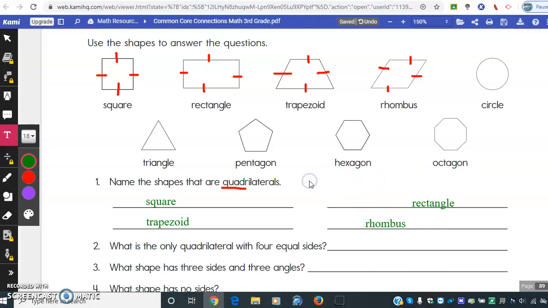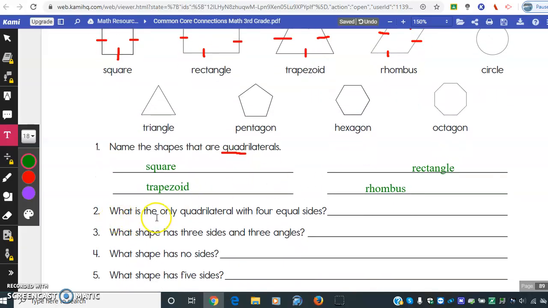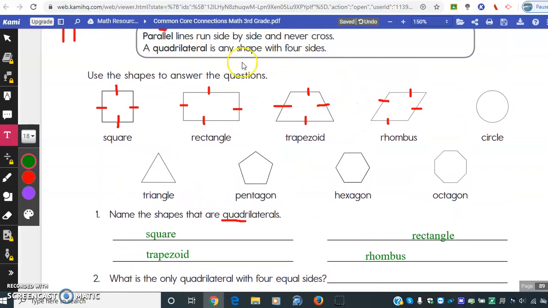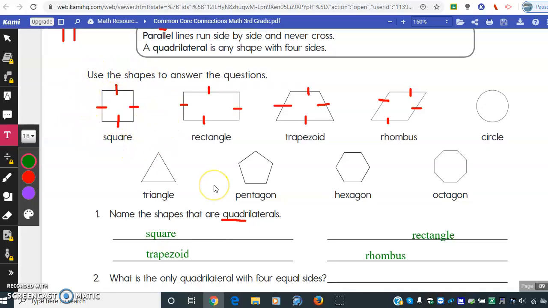All right, so next one. What is the only quadrilateral with 4 equal sides? So I'm just looking at the shapes that I marked up here. These are the 4 quadrilaterals we're talking about. And I'm looking for the only quadrilateral with 4 equal sides. So do you spot it? Equal sides means all sides have to be the same length. And there it is. It's our square.